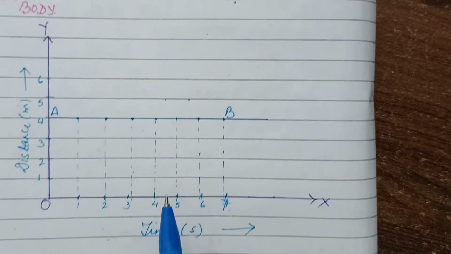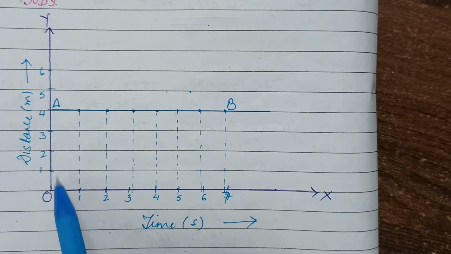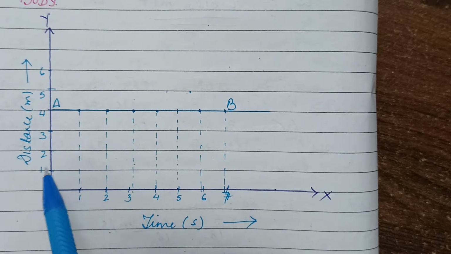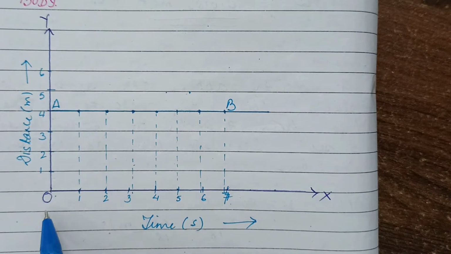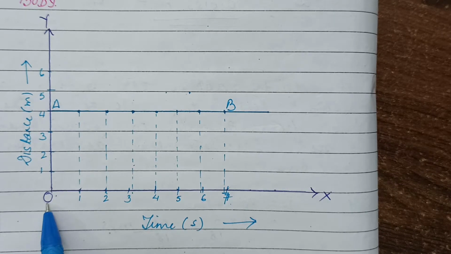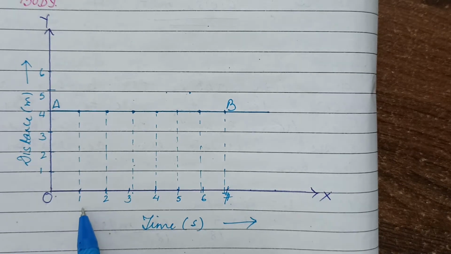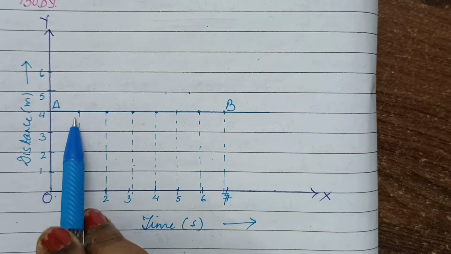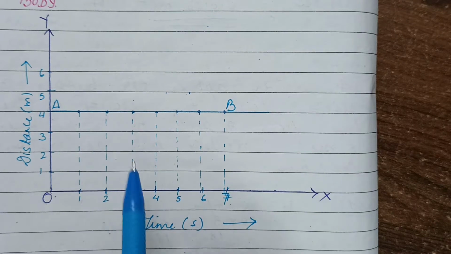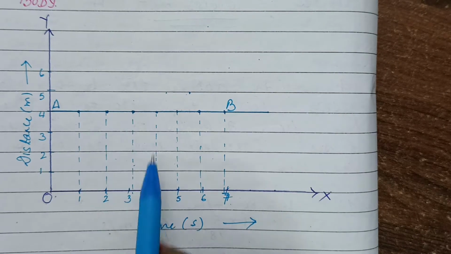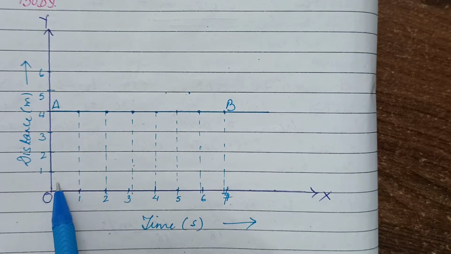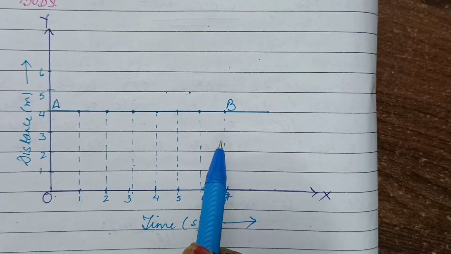Suppose that the distance of a stationary body is at 4 meter from a fixed point O at time t equals to 0. Now suppose after 1 second or 1 minute it is at 4 meter only. After 2 minutes 4 meter, 3 minutes 4 meter, 4 minutes 4 meter, and so on. So what do you find? That the distance remains the same but the time goes on increasing.